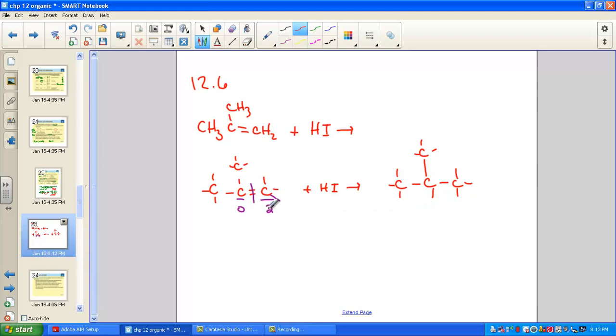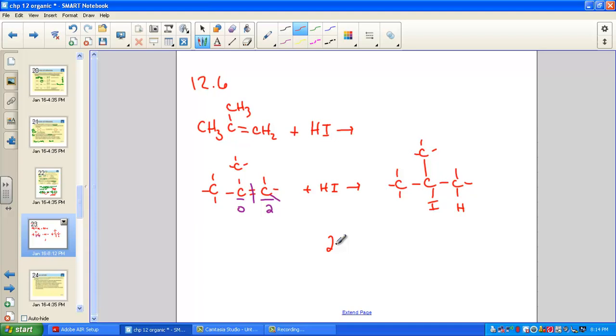And this is where we have to decide, where does the H go and where does the I go? What points of attachment? And we know that these are H's over here. Well, the hydrogen attaches to the carbon with more hydrogen, placing the iodide on the center. And what have we created?